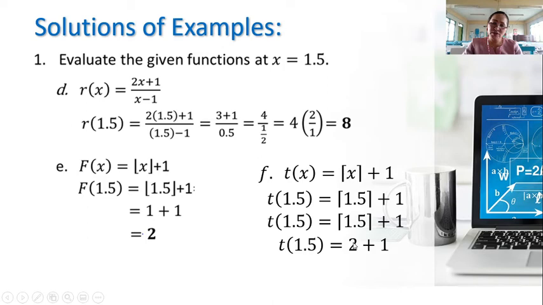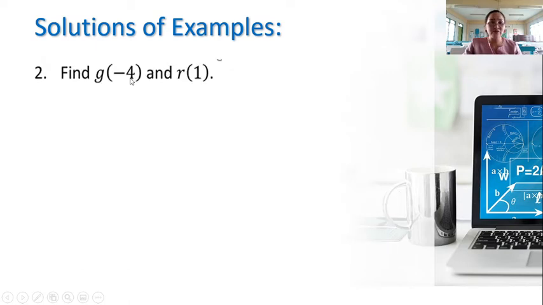Now, solving for example number 2, finding g of negative 4 and r of 1. First thing is that we are going to copy the function g, and g of x is equal to the square root of x plus 1. In g of negative 4, the x is being replaced with negative 4. Thus, all x's must also be replaced with negative 4. So this becomes g of negative 4 is equal to the square root of negative 4 plus 1.